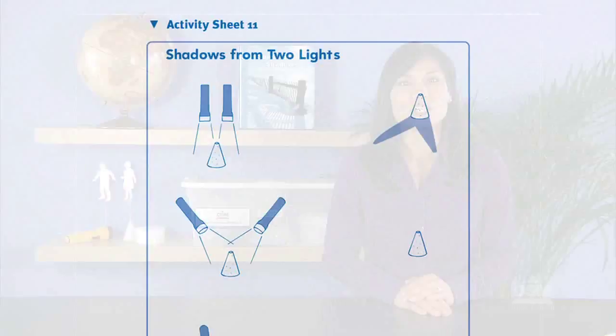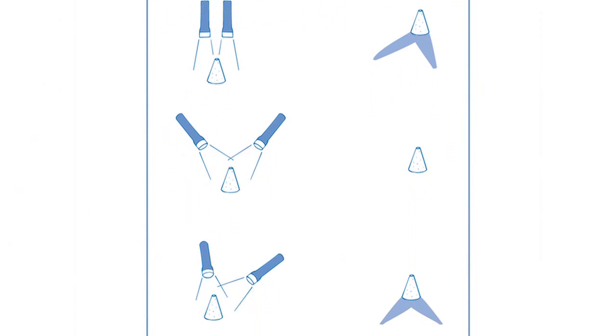Next, turn the lights back on and give each student a copy of Activity Sheet 11. Instruct students to look at the pictures of flashlights and cones and imagine how the shadows would fall, and then draw a line to the picture on the other side that shows the correct shadow. Allow students to use their flashlights to check what happens if they're not sure. Finally, review students' answers with them. If there is a question about an answer, help students to repeat the setup.